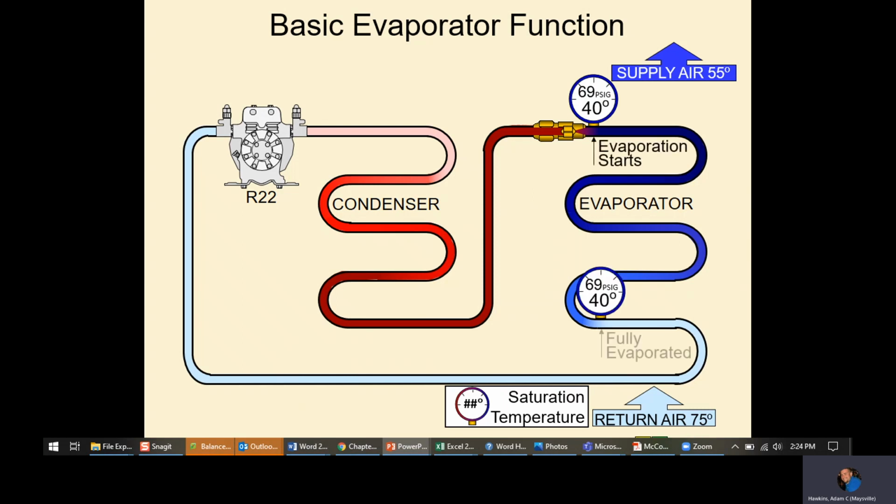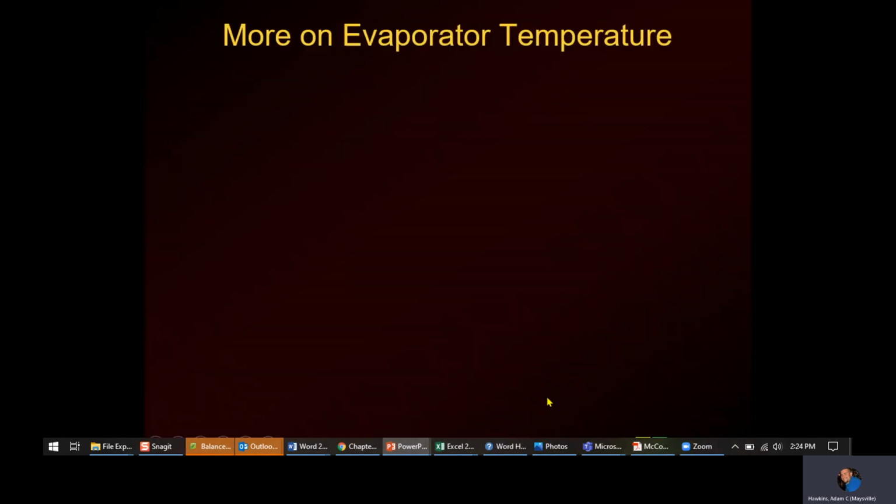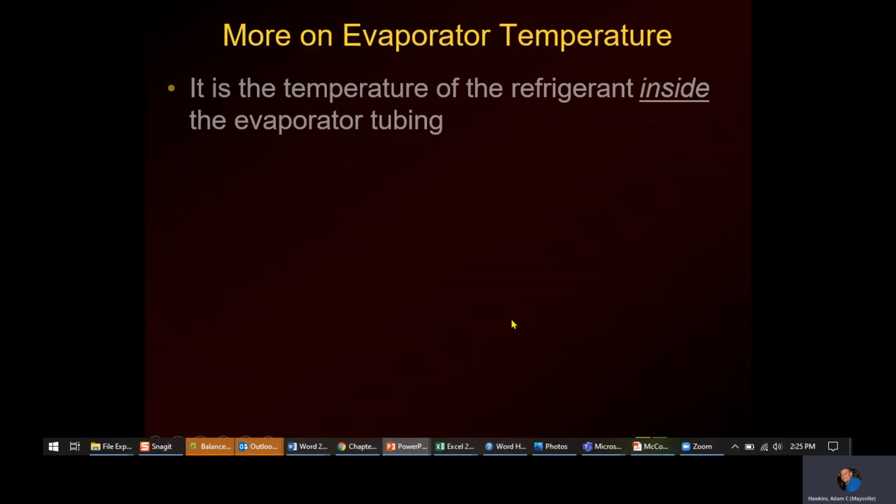All right, so your basic function, this is using an R22 system, it looks like. Yeah, it is. You've got about 70 psig, which is about 40 degrees. You've got a 75-degree return air, 55-degree supply, which means your delta is 20. Your saturation temp is 40 degrees entering the condenser or the compressor. And that's all on your low side.